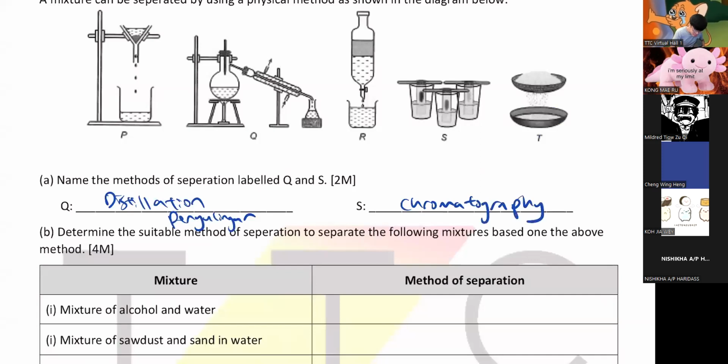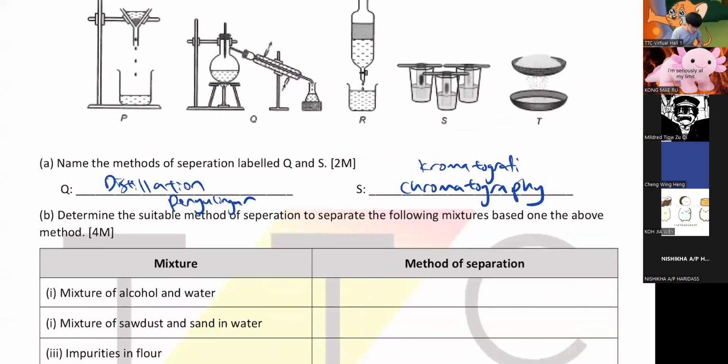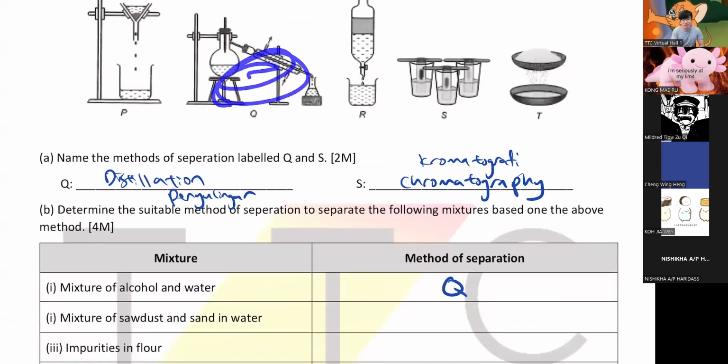So S is your chromatography. That means to separate color. So, which is the method of separation if it is alcohol and water? Alcohol and water, can they mix? Yes, they can. So, how do you separate alcohol and water out? You have to use distillation, which is Q. This is the cleanest water you can get. So, if you get water from the sea, let's say you want to clean sea water, this is the best thing you can do.